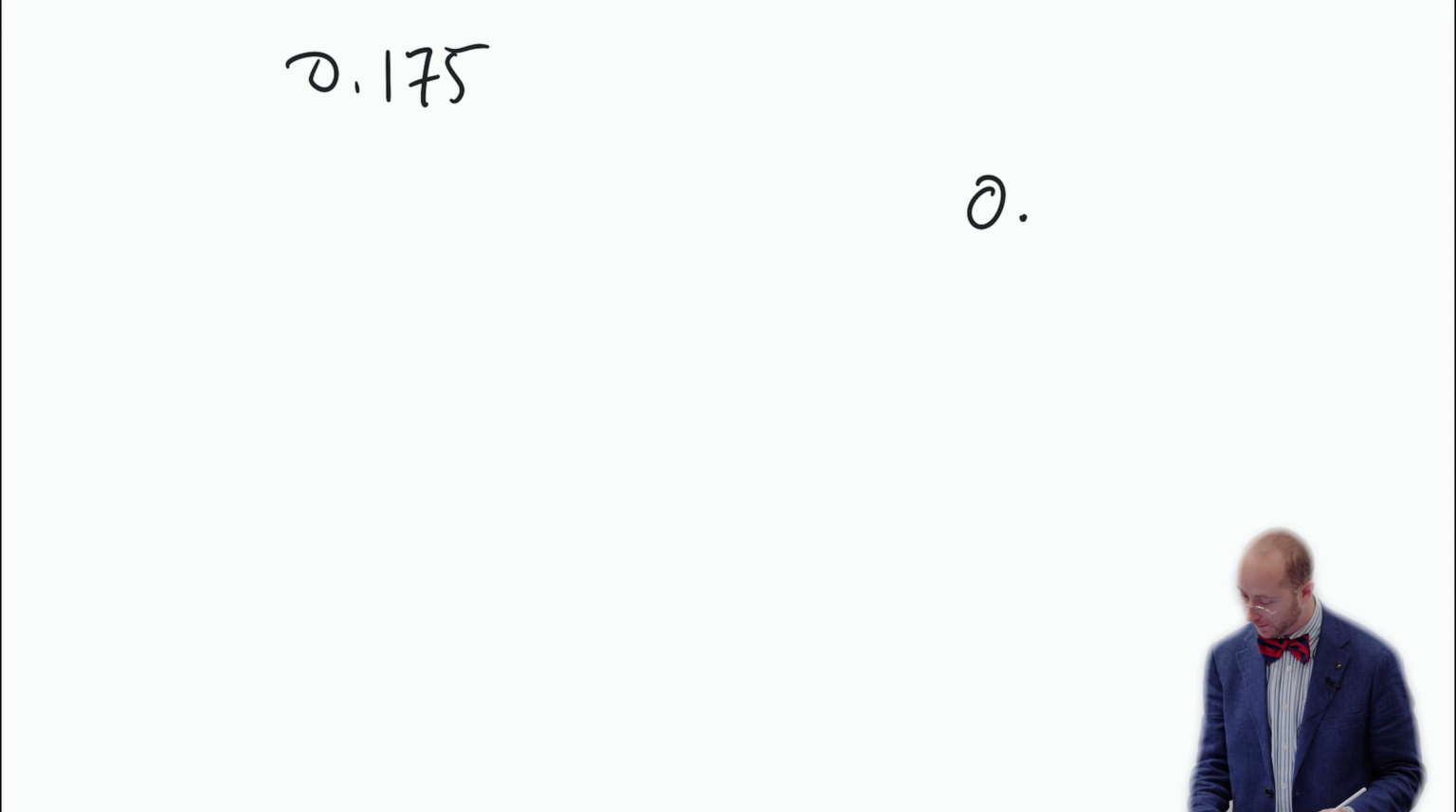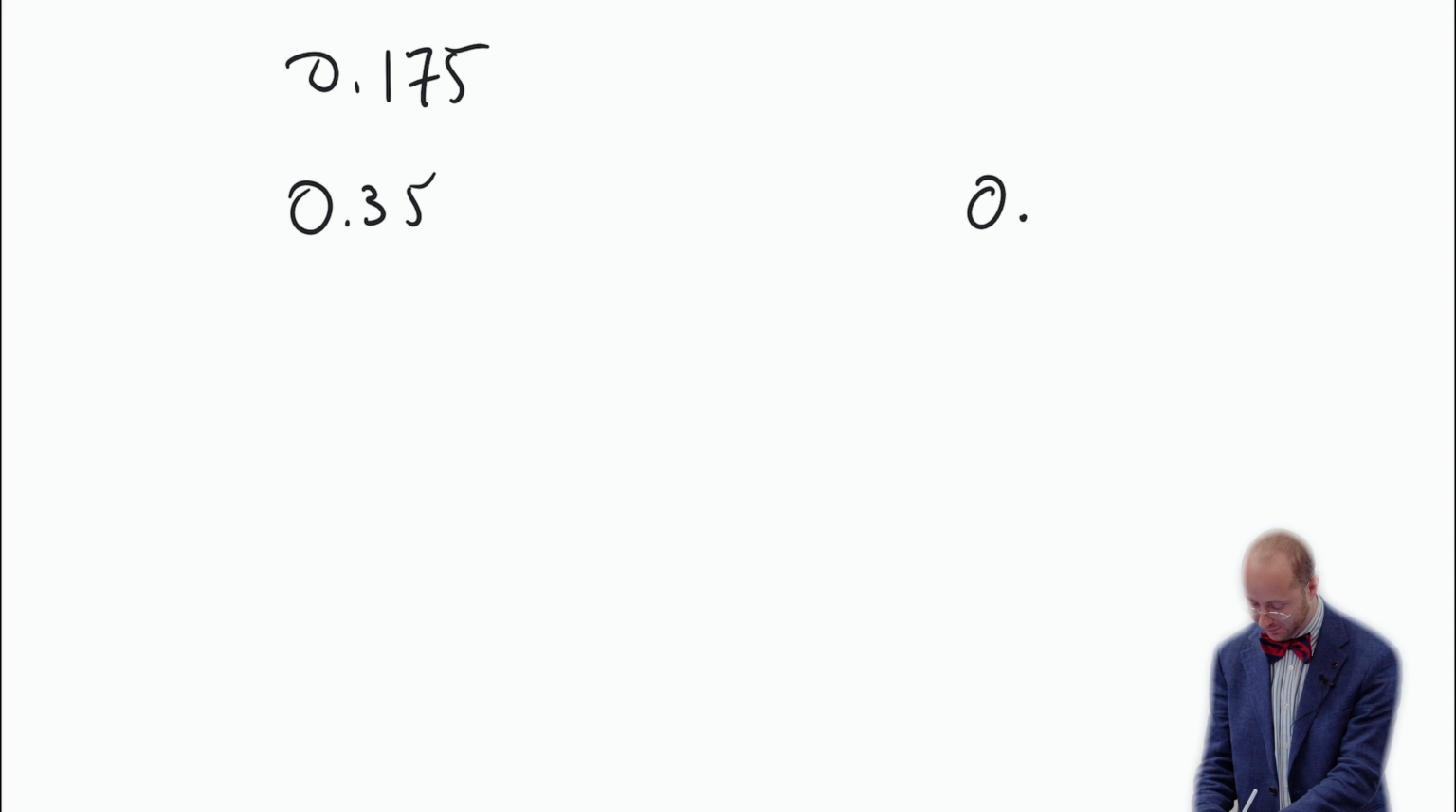OK, let's do 0.175. Start with 0 point, and then multiply by 2, which is 0.35. Then take the leading digit, which is 0.